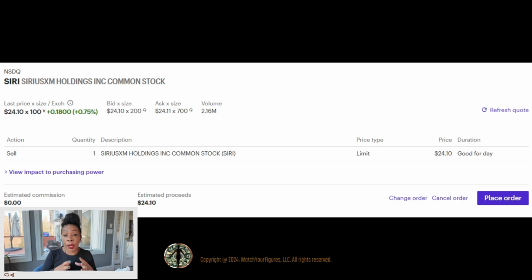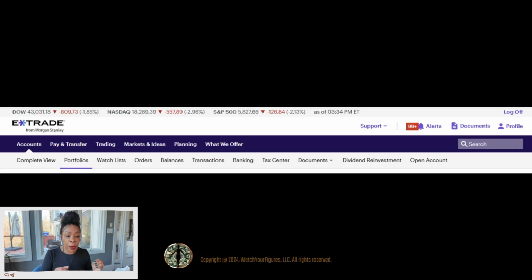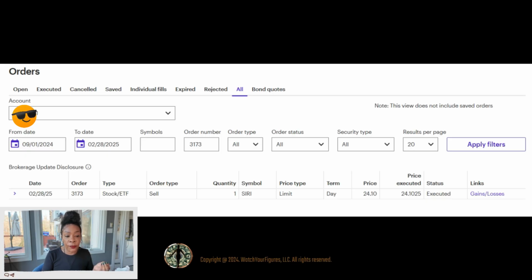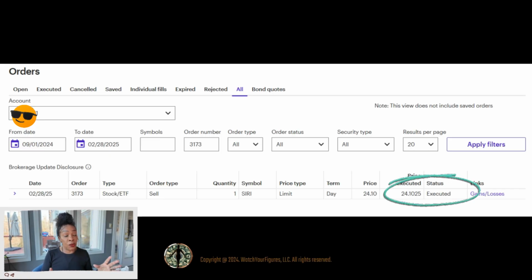Now to make sure that my order was placed, I'm going to go back to my orders, right? And it will show you my orders that I did have Sirius Radio. If you see the date, it says 2/28/25. And then it also tells me the price I sold for, which is $24.10. But the main important thing you want to look at is the status. It says that it has been executed. Executed means that they went through with the trade.